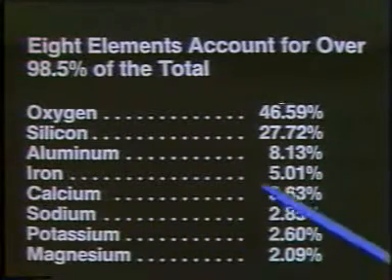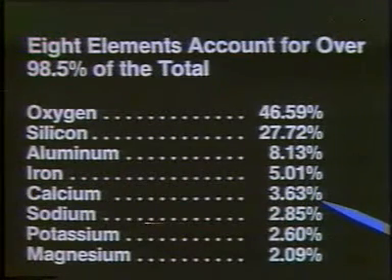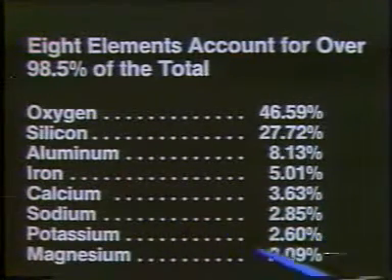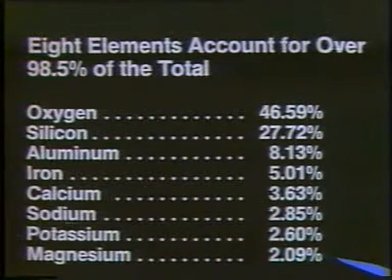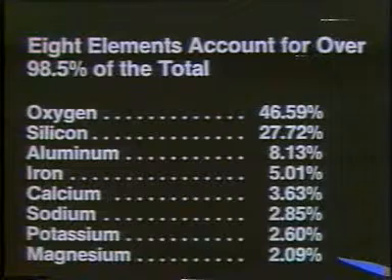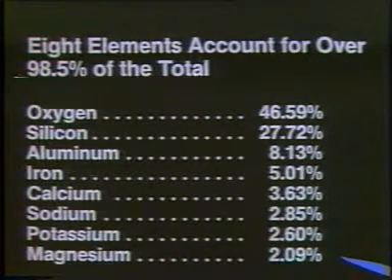Calcium comes along as the next one with about 3.6% of the Earth's crust. Then sodium and potassium and magnesium. Actually, we use these elements in many different ways, not just as metallic materials.